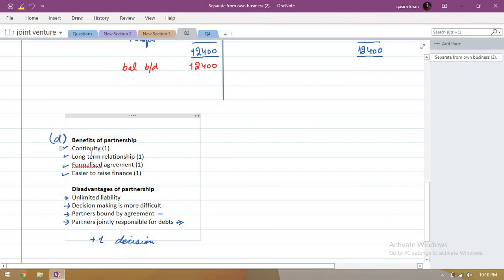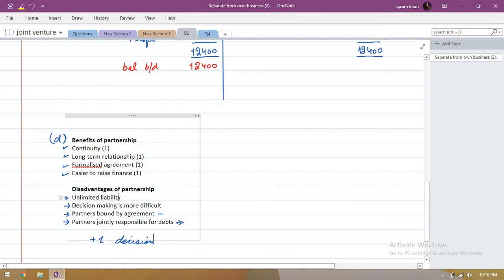The business will continue. Next is a long-term relationship with the partners. Formalized agreement: everything will be written in the partnership agreement to avoid any disputes. And it is easier to raise finance. As compared to a sole trader, it is easy to raise finance in a partnership.